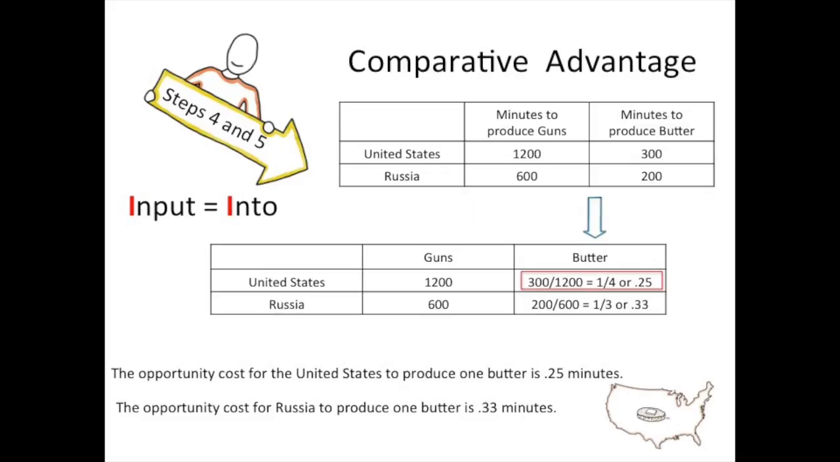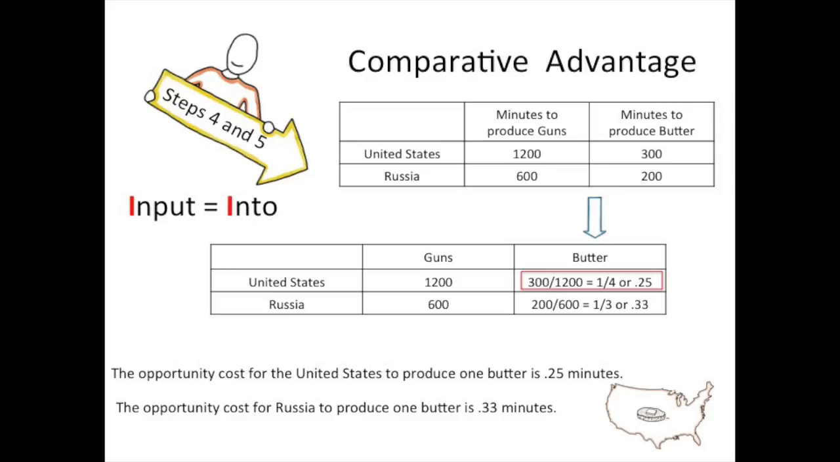Now let's look at the production of butter. To calculate which country has the comparative advantage in the production of butter, you need to determine which country gives up less time in the production of guns. Since it is an input problem, you will take the minutes to produce guns and put it into the minutes to produce butter. For the United States, you will take the 1,200 minutes to make a gun and put it into or underneath the 300 minutes to make butter. After dividing by 1,200, the opportunity cost of producing butter in America is 0.25 minutes of producing guns.